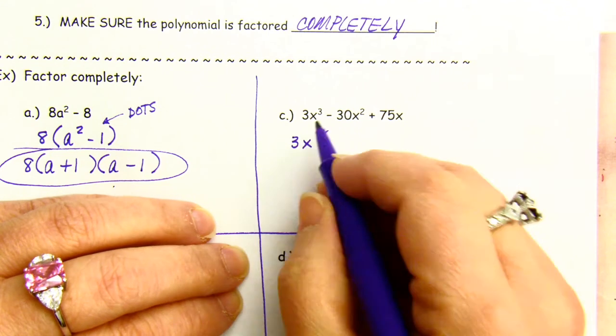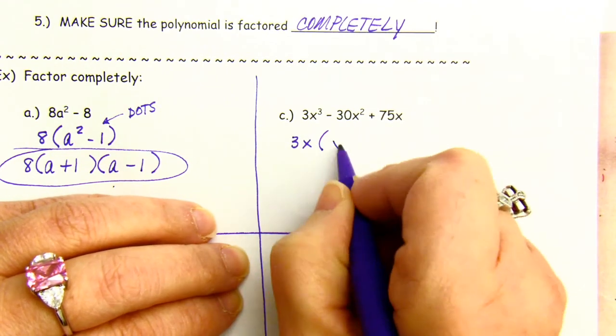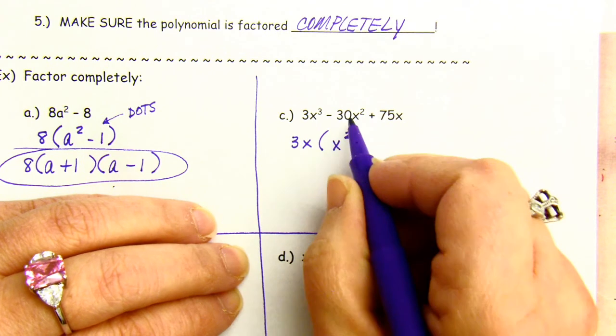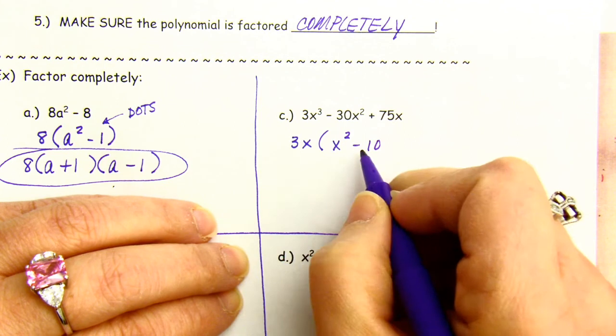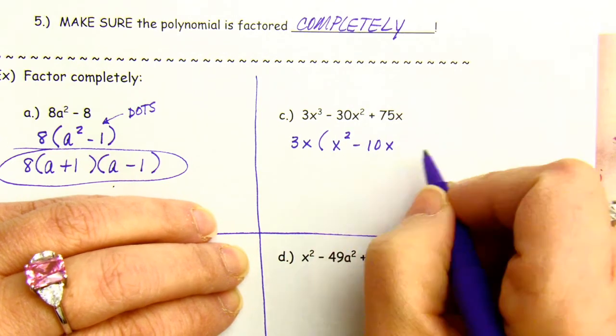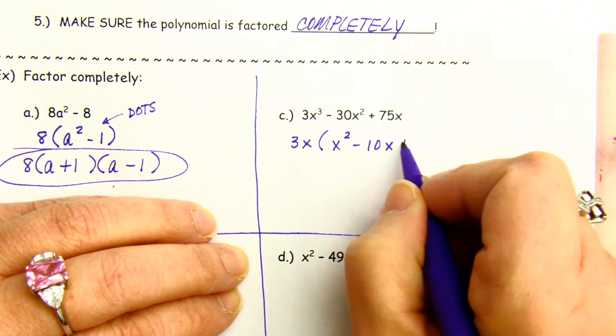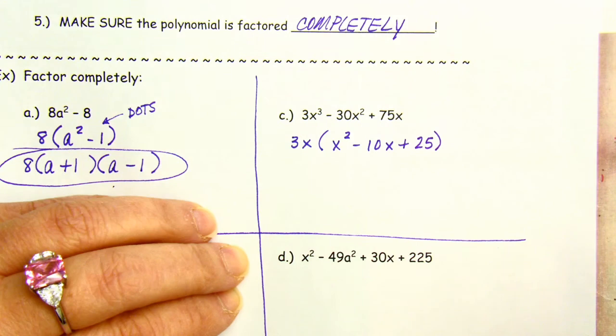So I'm going to divide each term by 3x. 3 over 3 is 1. X cubed over x is x squared. 30 over 3 is 10. The sign has got to be negative. Negative over positive is negative. X squared over x is 1x. 75 divided by 3 is 25. The sign is positive. And the x came out, right? X over x is 1. 25 times 1 is 25.